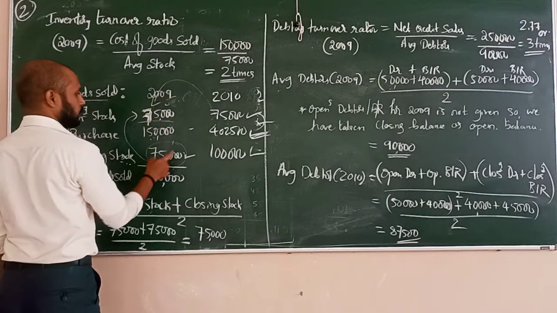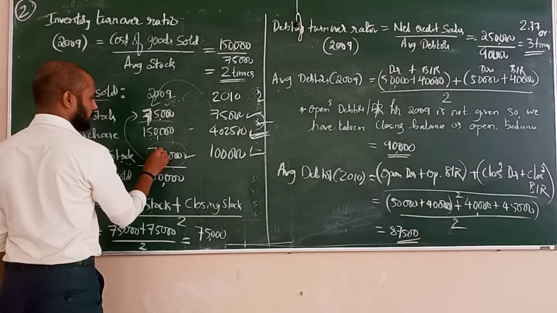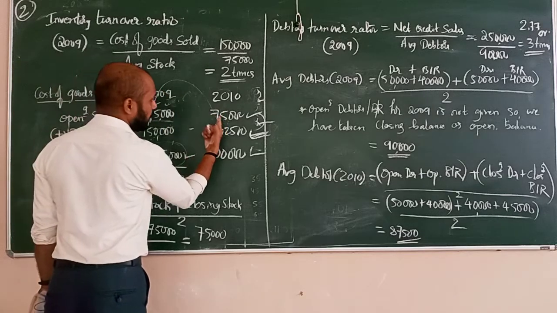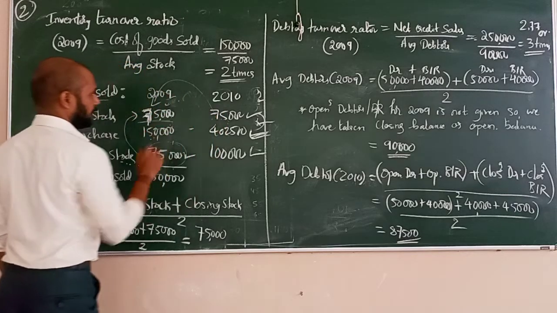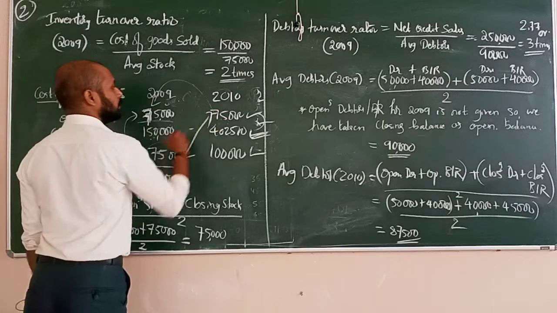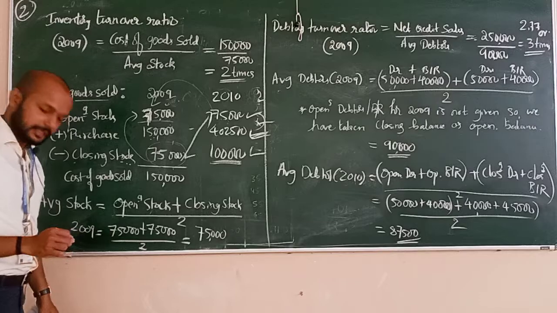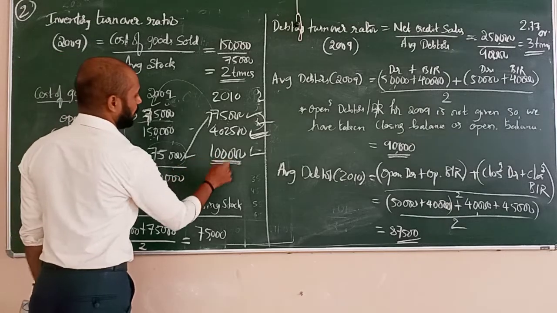2009 closing balance is 75,000. So what does the 2009 closing balance become? It converts into the 2010 opening balance. Keep it correct. So opening stock is 75,000, and closing stock, which is given in the balance sheet of 2010, is 1 lakh.